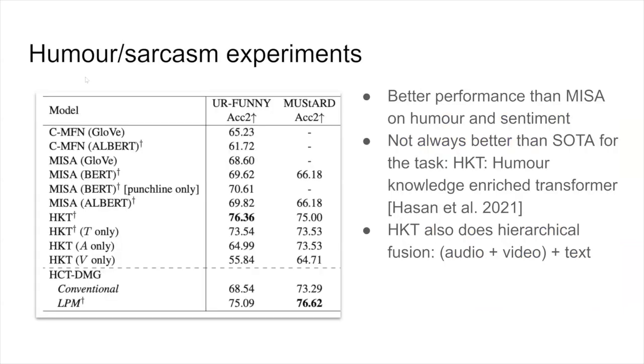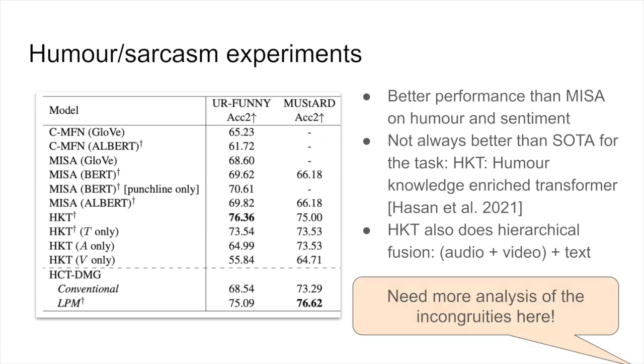Here are the results for humor and sarcasm, and here we do better, where you would expect that the incongruities would be more present. We also know that the one that's getting better or similar performance is actually not that different to ours. It also does some hierarchical stuff, but in a slightly different way. So the main thing here is that this hierarchical fusion does seem to be something independently discovered by other people. Maybe we're a bit late to the game. And we need more analysis of the incongruities.